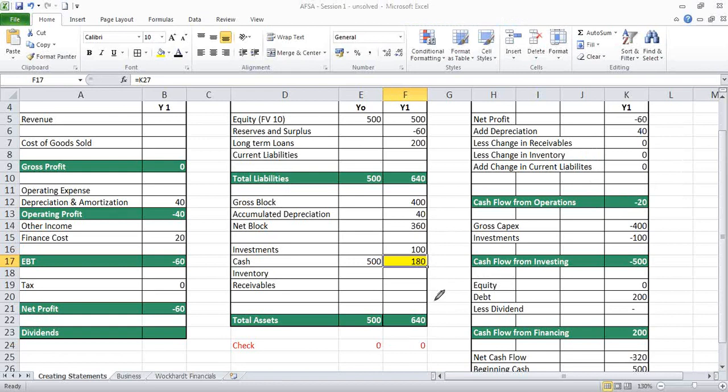Another one of those transactions, which is a rearrangement of items on one side, does not change the overall value of the assets. That remains at 640. The balance sheet continues to remain balanced at this stage.